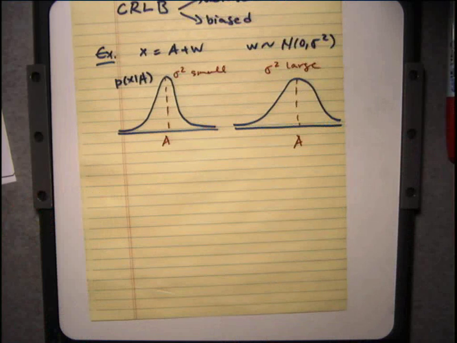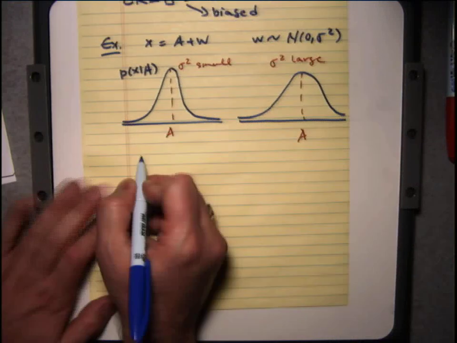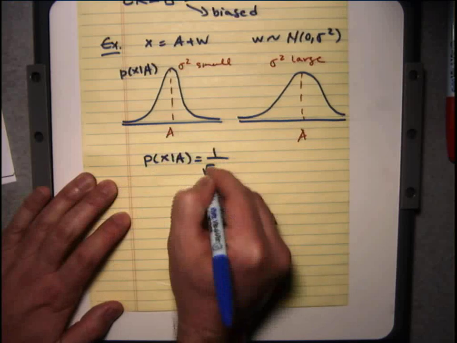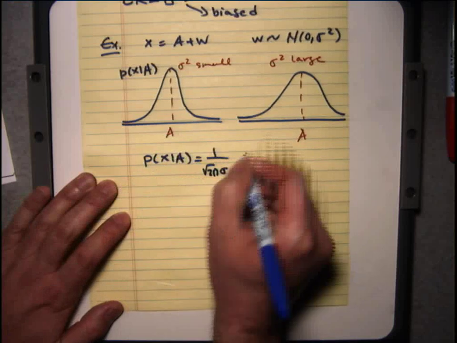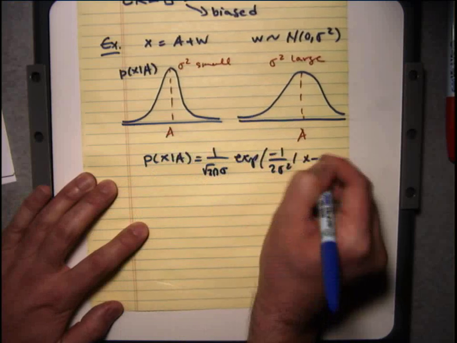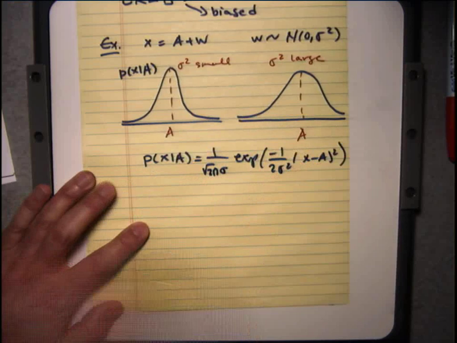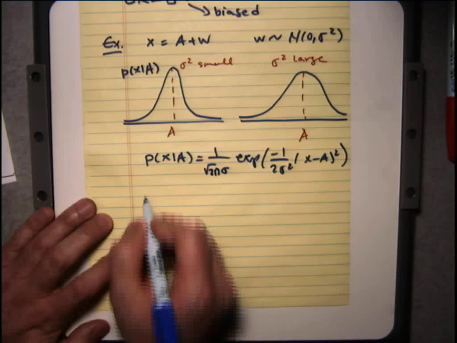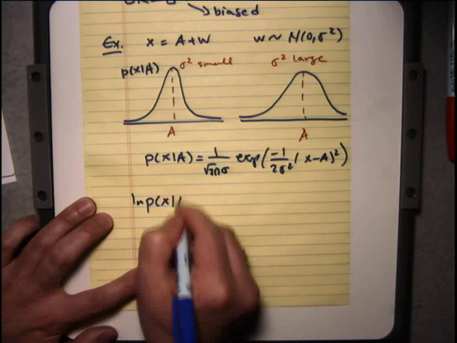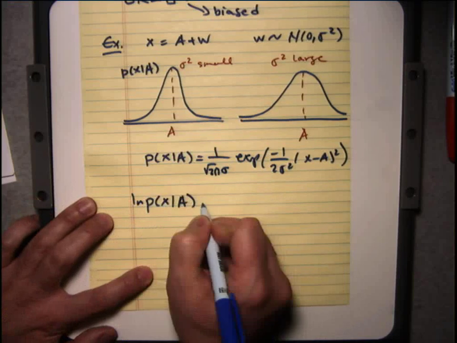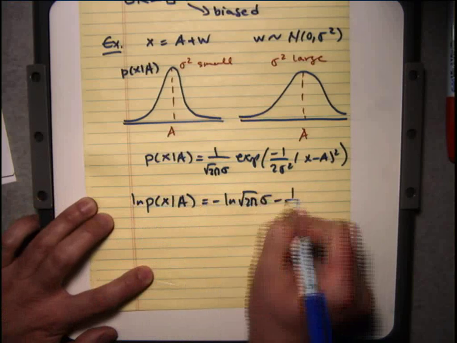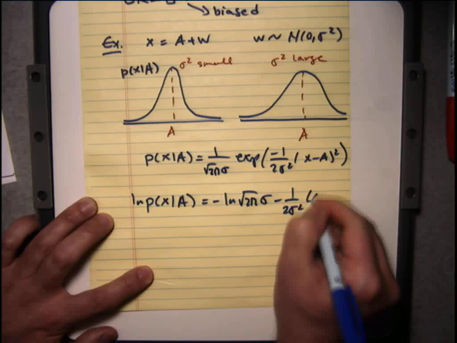Now let's write down the probability density function. The PDF of x given A is 1 over the square root of 2 pi sigma squared, times e to the minus 1 over 2 sigma squared, times (x minus A) squared. And let me take the log of this. The log of the PDF of x given A is equal to minus the log of the square root of 2 pi sigma squared, minus 1 over 2 sigma squared, times (x minus A) squared.